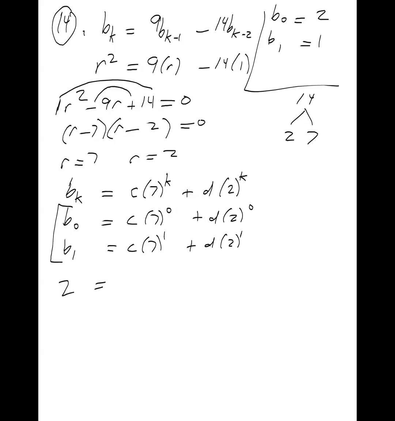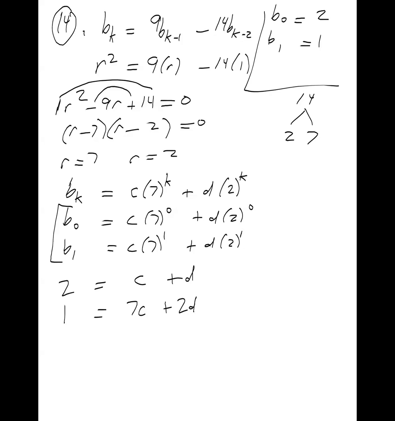And then 7 to the 0th is 1, so you just have C. 2 to the 0th is 1, so you just have D. So 2 equals C plus D. Then you plug into the second equation. B1 is defined to equal 1. So 1 equals, and what is 7 to the 1? That's just 7. So 1 equals 7C plus, and 2 to the 1 is 2, so it's 2D. So we got 2 equals C plus D, and 1 equals 7C plus 2D.